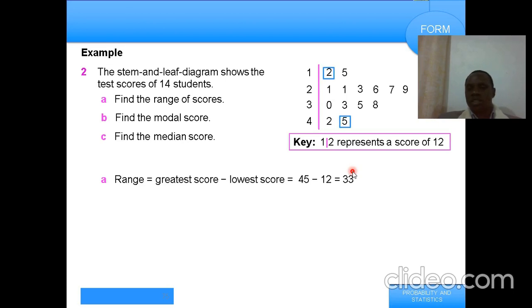Find the modal score. Which one is the most repetitive number here? Which one is repeating the most? So you say, okay, most common score, it's 21, 21. Don't put 1, 1, please. This is 2, 1. There's a stem.